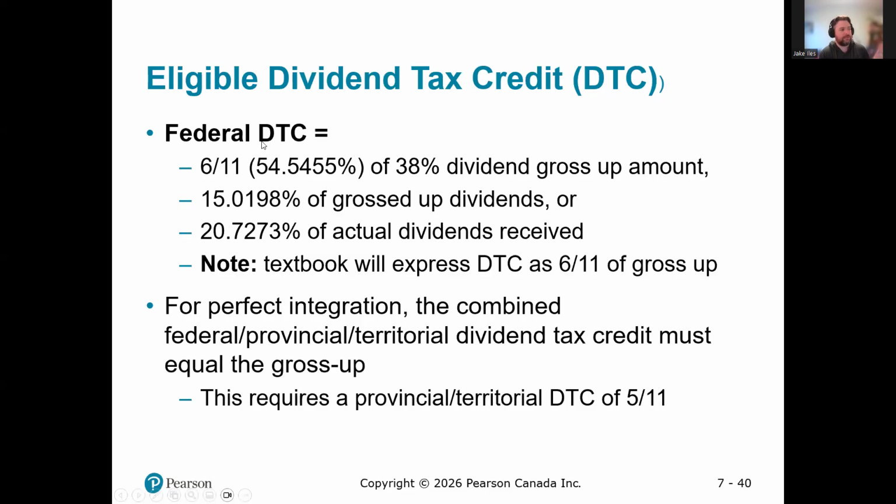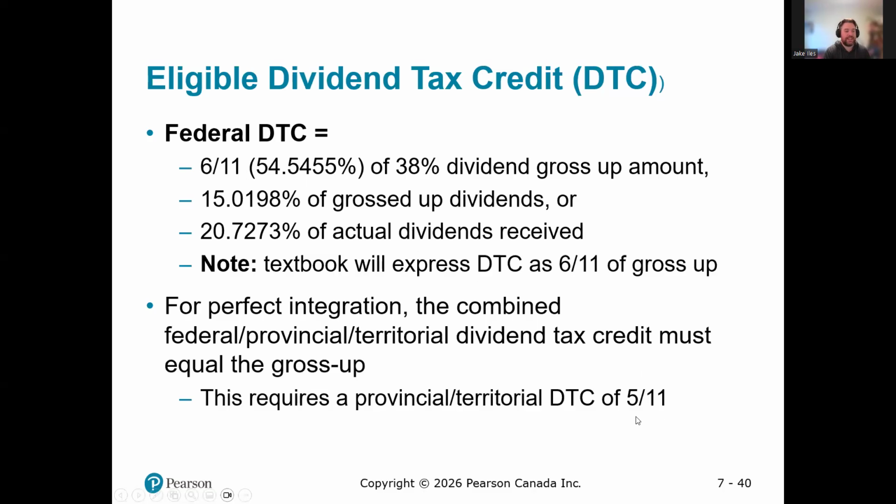So the federal dividend tax credit is 6/11 of the gross up amount. So in our example from the last video, our gross up was $27. So the federal dividend tax credit is 6/11 of the $27. With the federal, there would also be a provincial or territorial dividend tax credit. Each province has its own dividend tax credit rate that they apply.